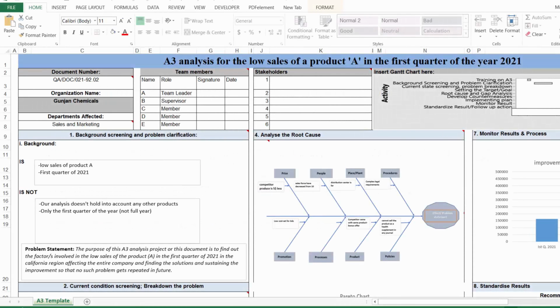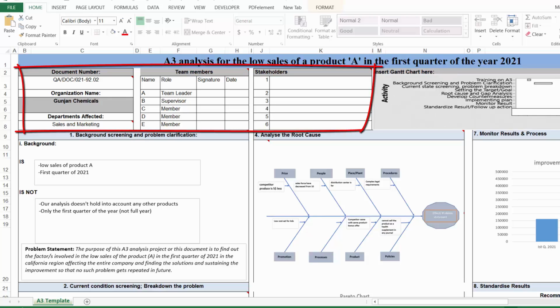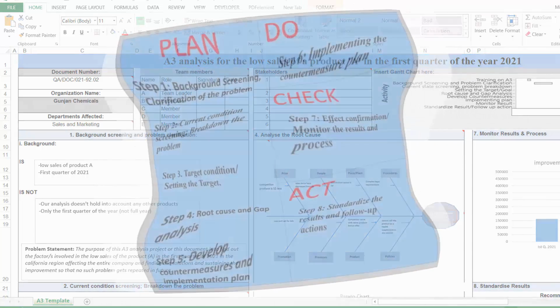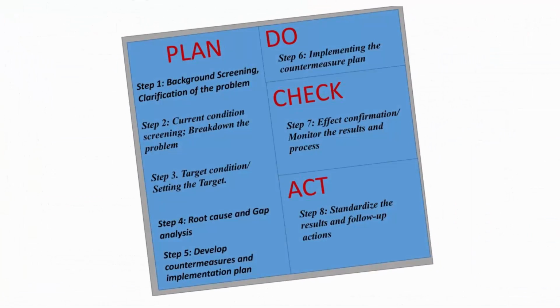Let me bring you to the left hand side where we write different sorts of information to make an improvement. It could be the information on the organizations and departments, team members and different stakeholders. Suppose we already have information for this. Let us fill the information in the plan phase of the A3 analysis. We will be following the PDCA format, or plan, do, check and act, in filling up the information in the A3 analysis document. This PDCA cycle incorporates all the 8 stages of the A3 analysis.